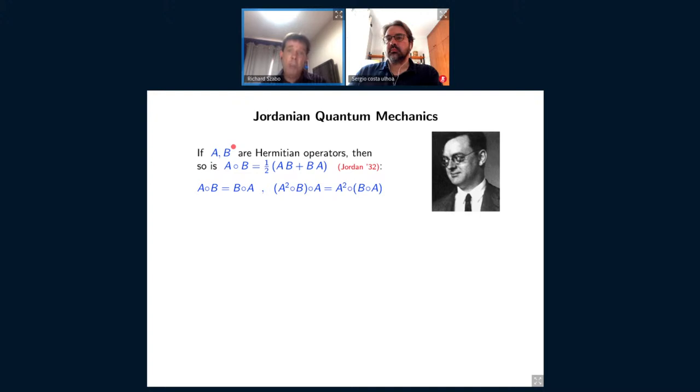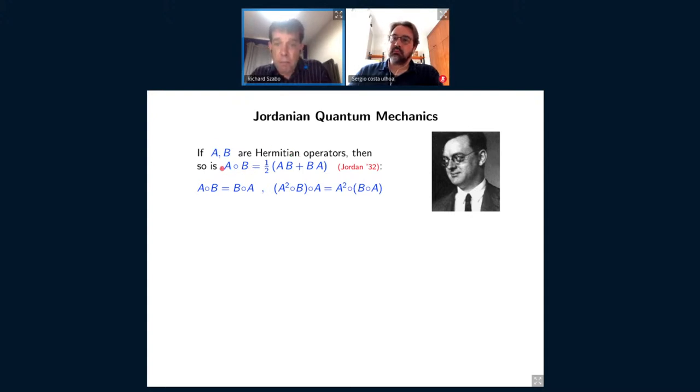Likewise, if we look at the commutator of two Hermitian operators, that's also not a Hermitian operator, because if you take its conjugate, it changes sign. So unless A and B are special examples of commuting operators, their product is never going to be Hermitian. What Jordan wanted to do was take the collection of Hermitian operators and turn it into an algebra. The idea was very simple. The product of two Hermitian operators is not Hermitian, but this combination here, A circle B, is Hermitian. This is the symmetrized product of the two operators, and that is Hermitian if A and B are Hermitian, even if they don't commute.